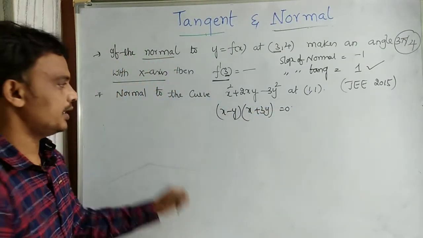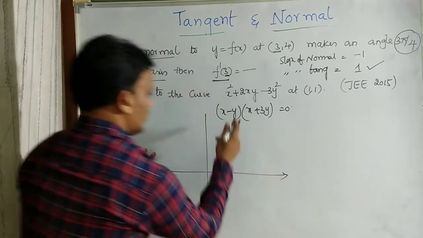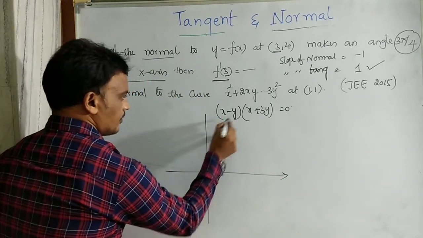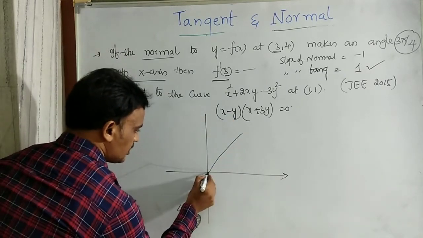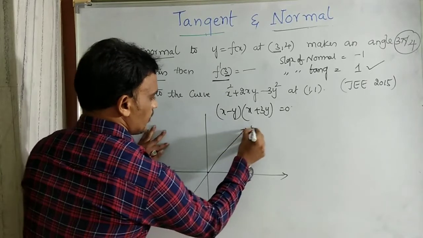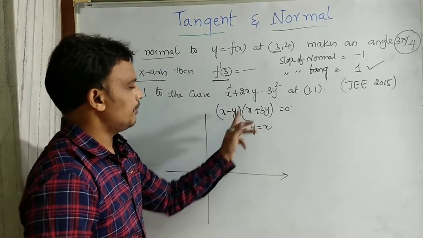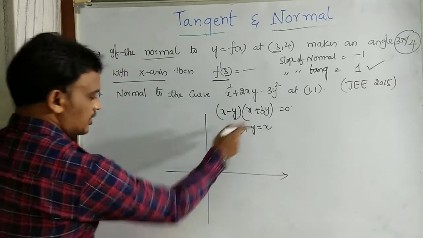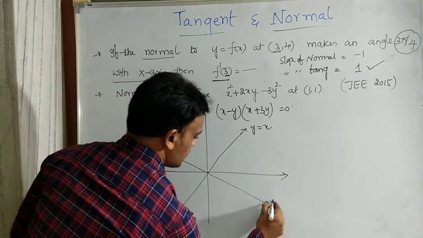Now take that diagram. y equals x. So this is the first line, y equals x, which is passing through the origin. The second line is y equals minus 1 by 3 into x. It is also passing through the origin, and the slope is negative.